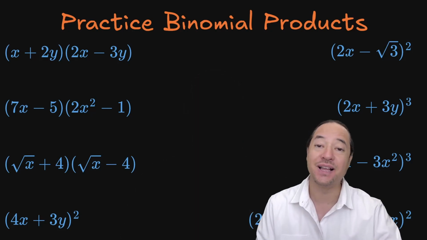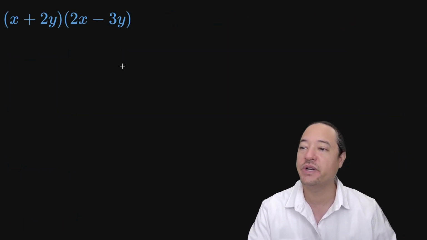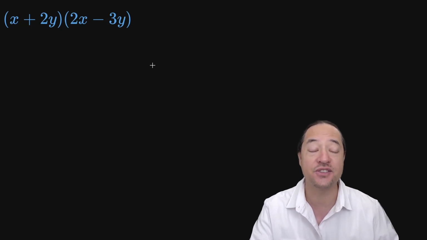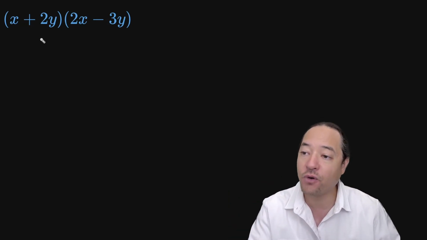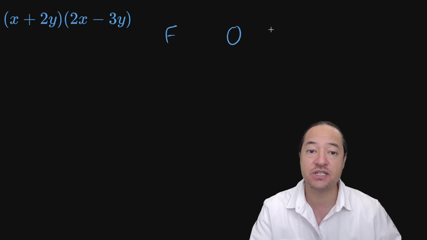All right, so let's try the first one. What do we have here? We have x plus 2y multiplied by 2x minus 3y. So we're just going to FOIL these two binomials together. Remember when we FOIL, we're going to multiply the first times the first, the outer times the outer, the inner times the inner, and then the last times the last.